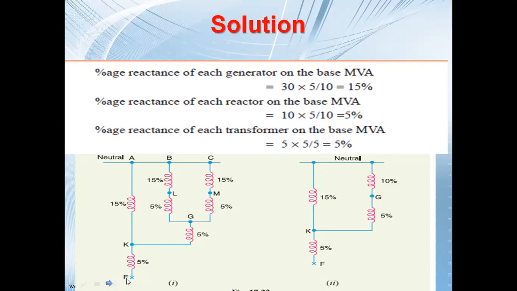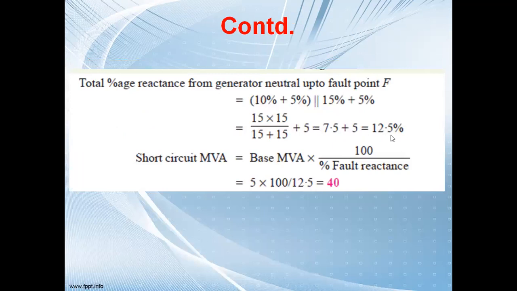Now what has to be done? The fault is between this point and the generator point. So we'll first calculate the series combination of these two. This is 20% and here also 20%, so this becomes 10%. Now this 10% is again in series with this 5%, so it is 15%. Now this 15 and 15 are again in parallel, so this becomes 7.5%. Now 7.5% and 5% will be 12.5%. So we can calculate like this, 12.5%.